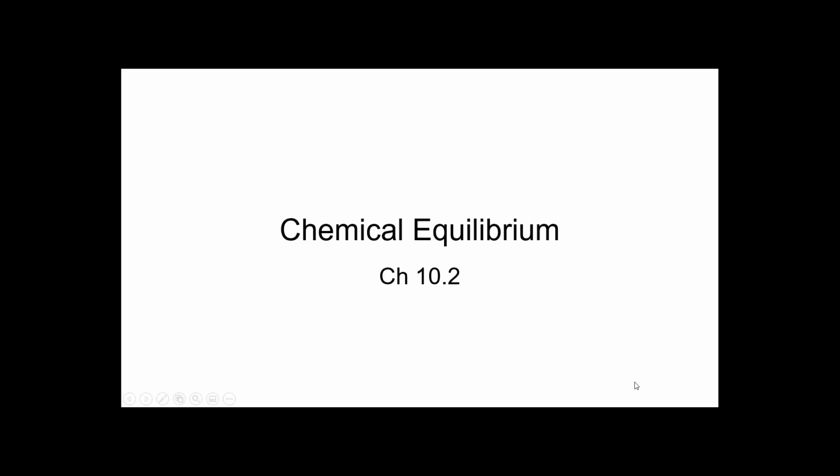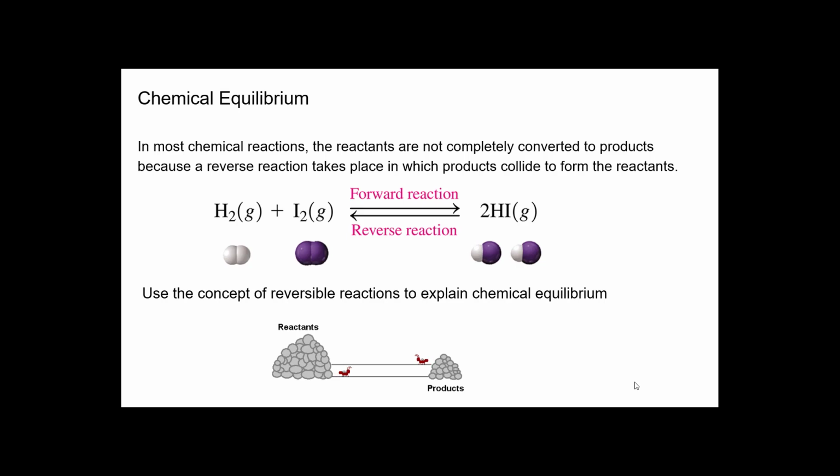Class, today we're going to be looking at chemical equilibrium. Chemical equilibrium has to do with forward and reverse reactions in a chemical reaction. We focus on one and then we're going to get into the other. So as you can see here, let's pretend this bottom arrow is not there.